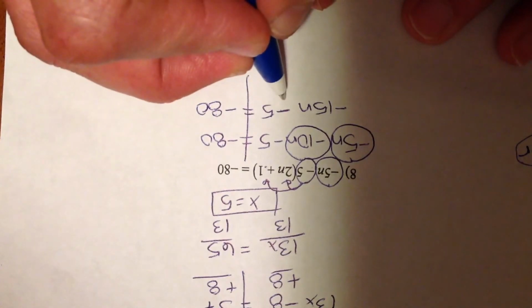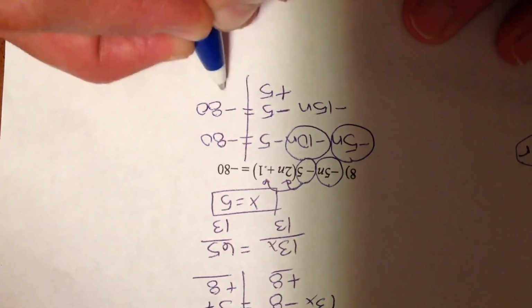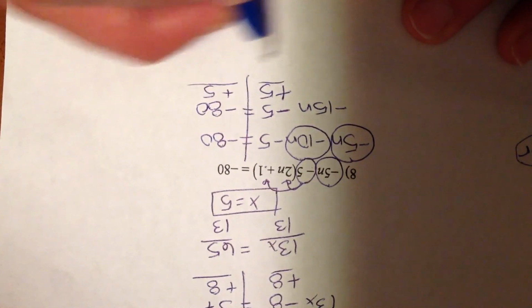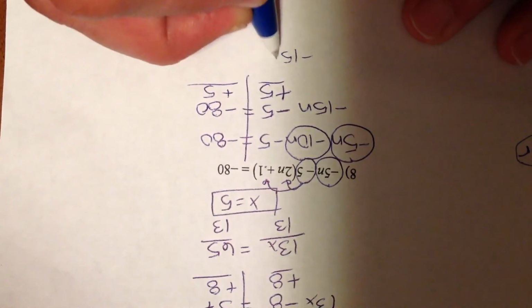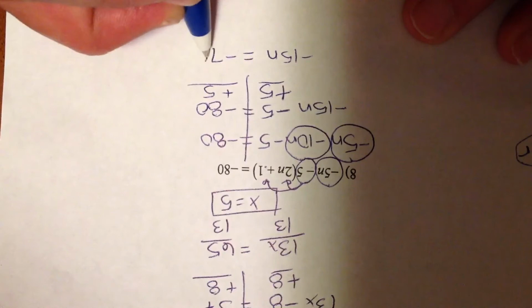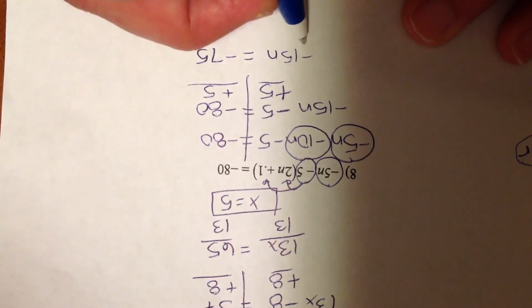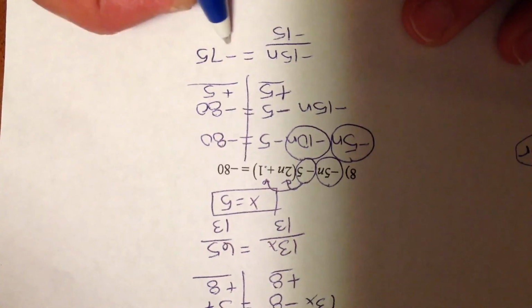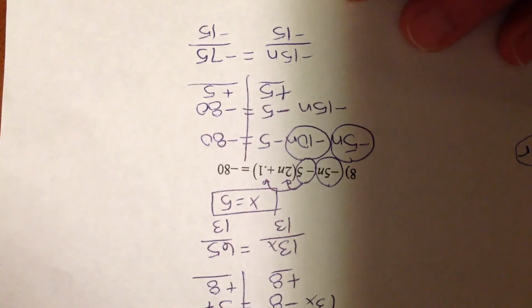I have to do the inverse of minus, which is add. I add 5 to both sides. Negative 15n equals negative 75. I'm going to divide both sides by negative 15. And n equals 5. Negative negative is positive.